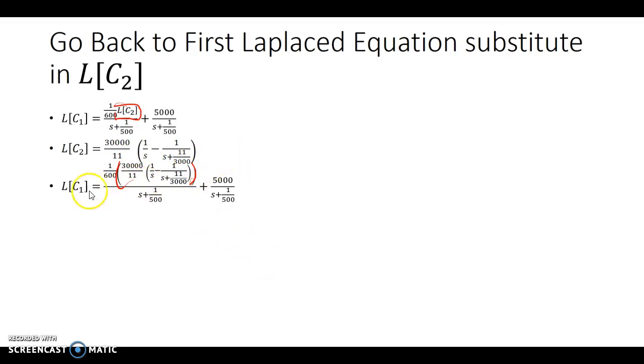Looks very scary, but let's take our time. We're going to multiply through by the fraction. And I say take our time, but I didn't really take our time. So these two fractions produce 50/11.